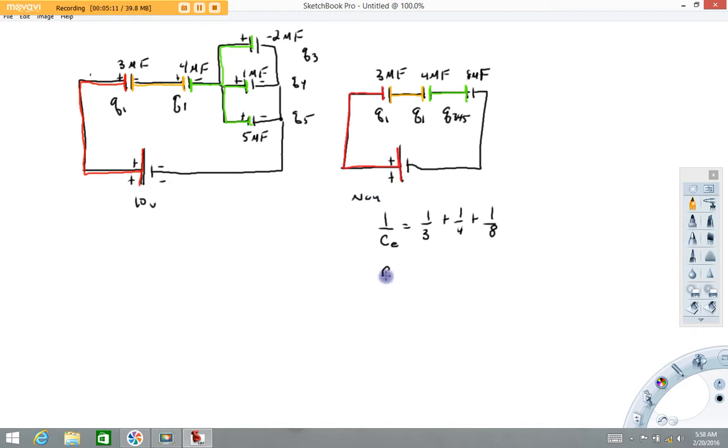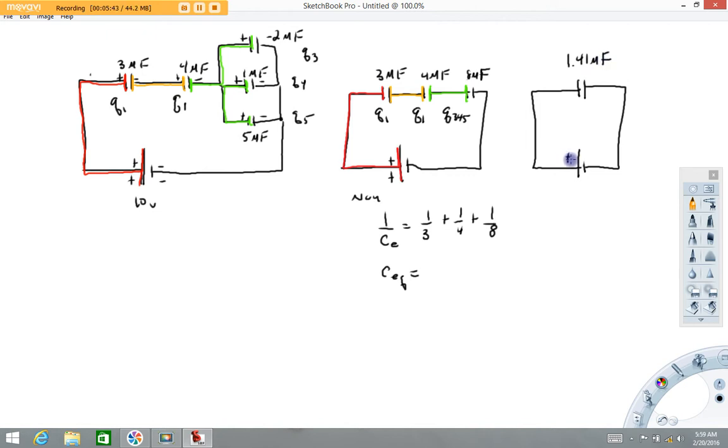And when we calculate C equivalent, what you do is just take your calculator and go 1 divided by 3 plus 1 divided by 4 plus 1 divided by 8. Hit equals, but don't forget you have to invert your answer. And what I find is that the equivalent capacitance of the system is 1.41 microfarads. So we can replace those 3 capacitors with a single capacitor whose value is 1.41 microfarads.